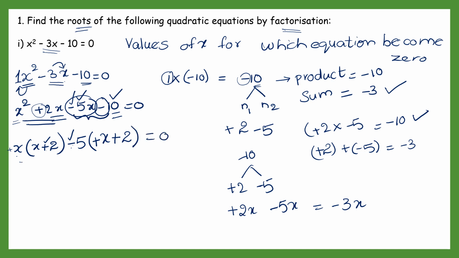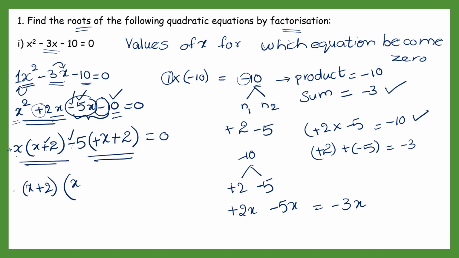Now this is one term and this is another term. Now what is common in both? X plus 2 is common. So x plus 2 will come outside. Now in the first term, if x plus 2 is common, it came outside. What is left? X is left. Then in the second term, minus 5 of x plus 2.